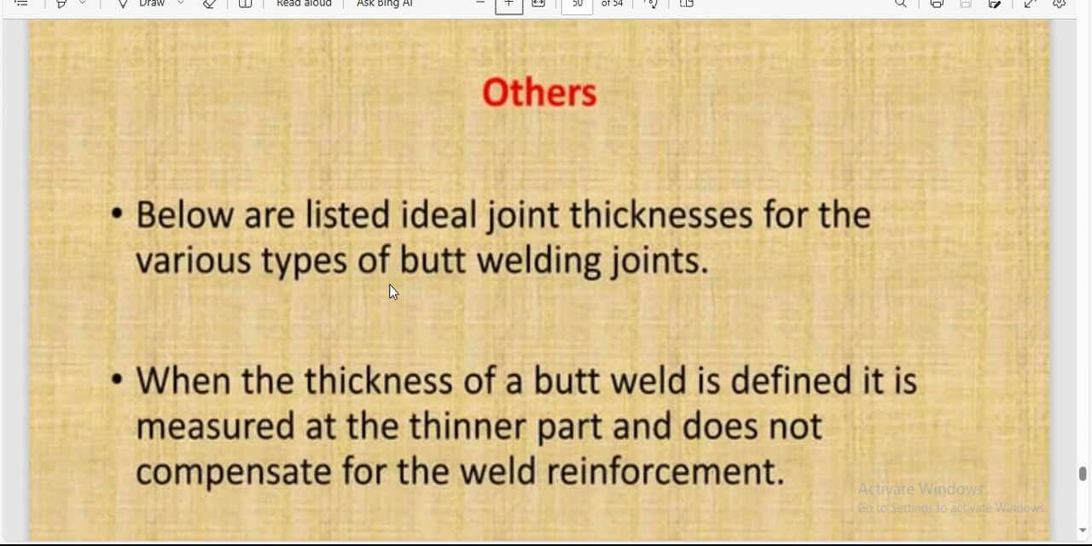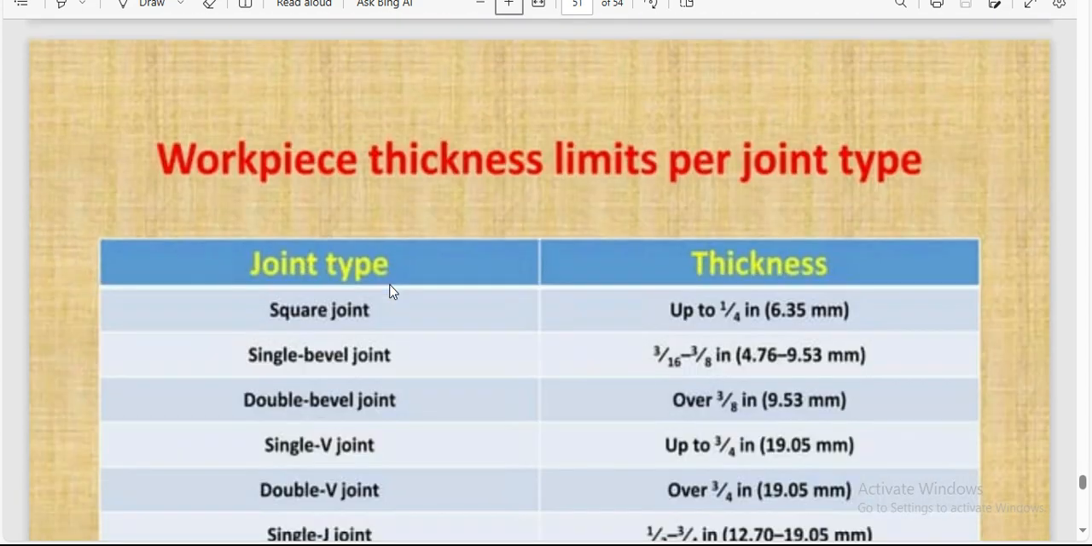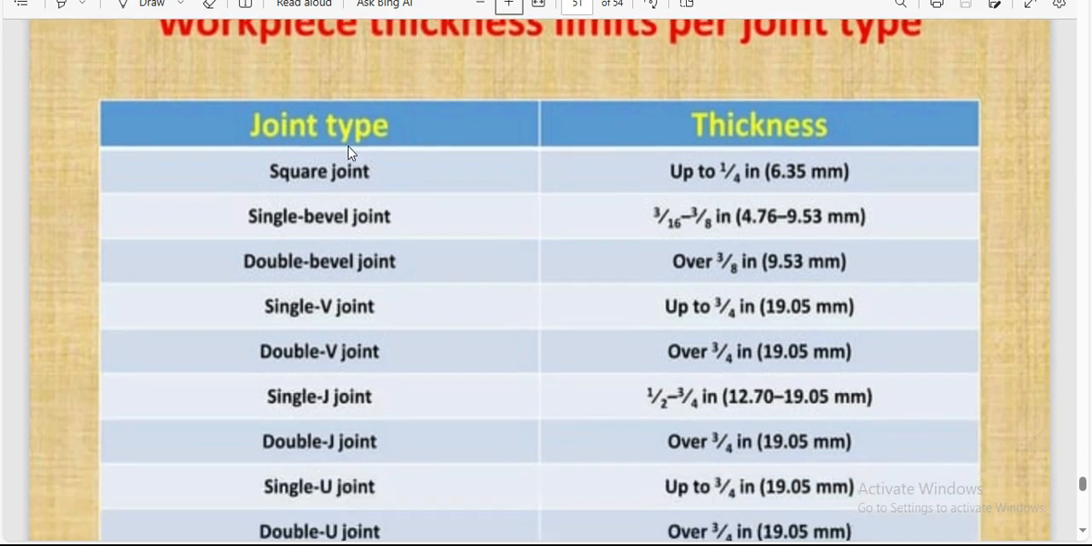Below are listed the ideal joint thicknesses for the various types of butt welding joints. When the thickness of the butt weld is defined, it is measured at the thinner part of the workpiece; thickness is limited per joint type. This one is standard. You can read this thickness easily. Types of joints: square joint, if it is a square joint, up to 1/4 inch, which means 6.35 millimeters. The thickness of the material should be up to this, not more than this, if it is a square joint.